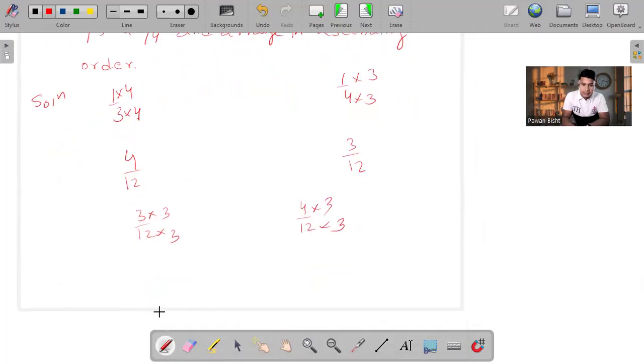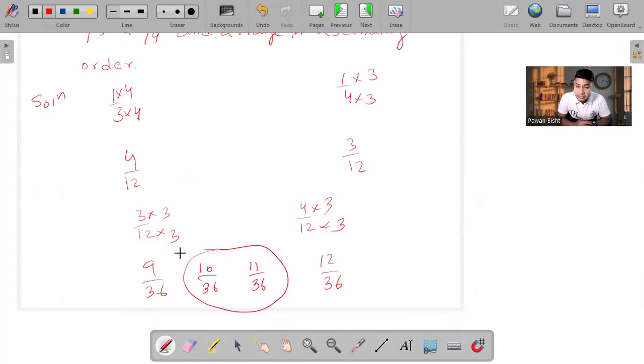Okay, so what am I getting? 9 over 36, 12 over 36. Now you will get exactly two numbers between these. So what are the two numbers? 10 over 36 and 11 over 36, right? Exactly two numbers you are getting in between these two numbers, and they are arranged in increasing order as well. Okay, do you understand? Do you understand, right?